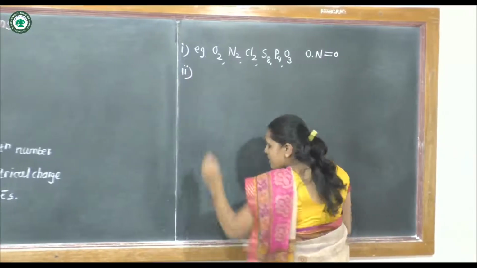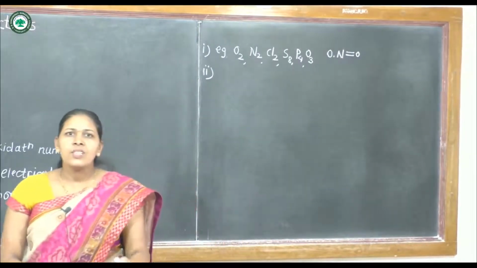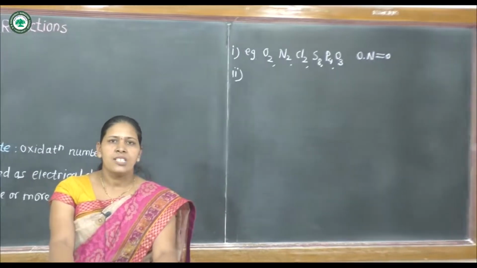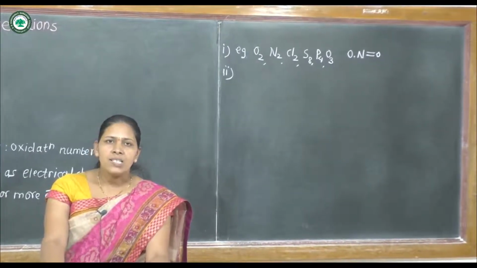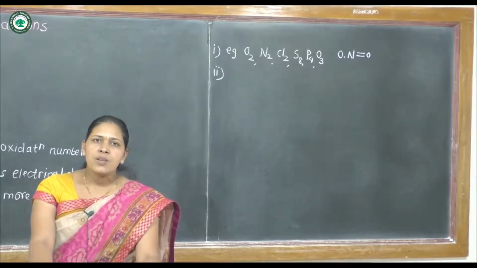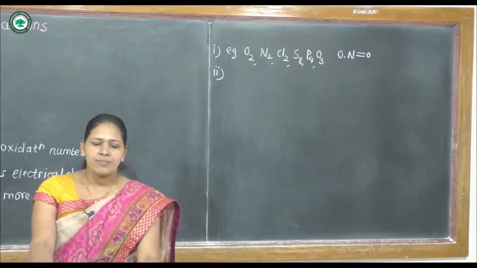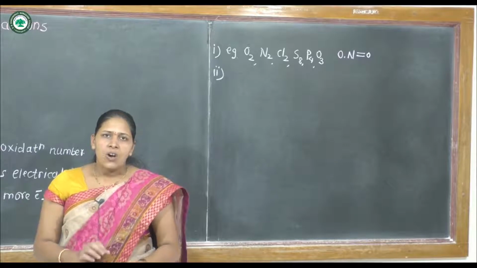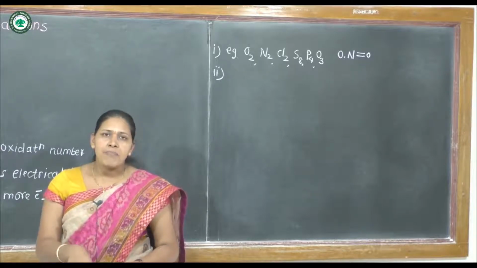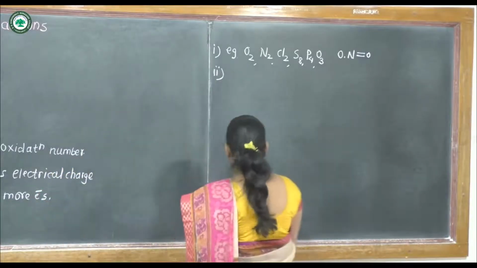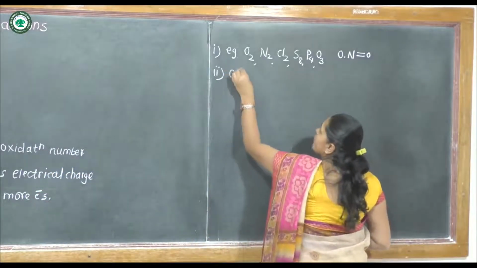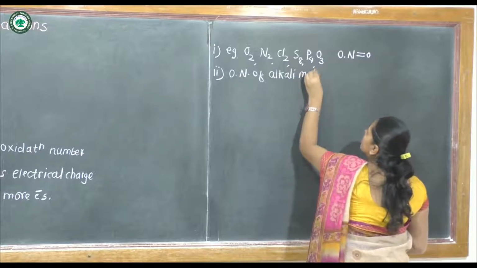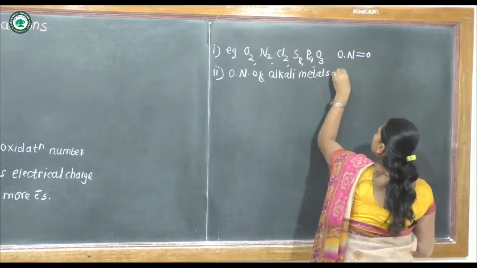Then the second rule: oxidation number of alkali metals. What are the alkali metals? They are the group first elements: lithium, sodium, potassium, rubidium, cesium, and francium. These elements are alkali metals. The oxidation number of alkali metals in their compounds is always +1.